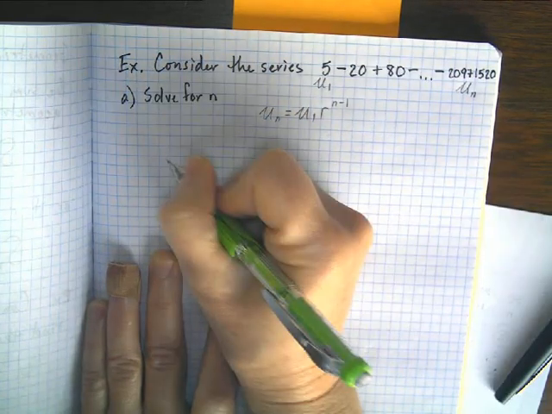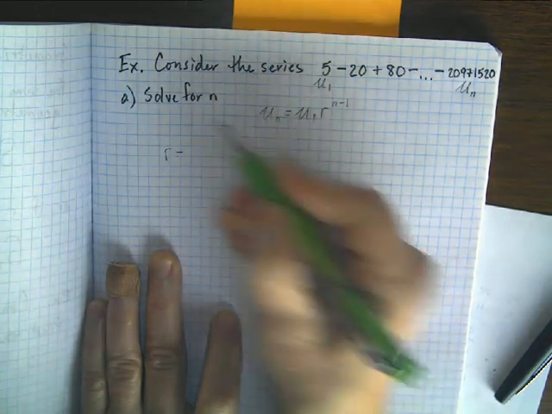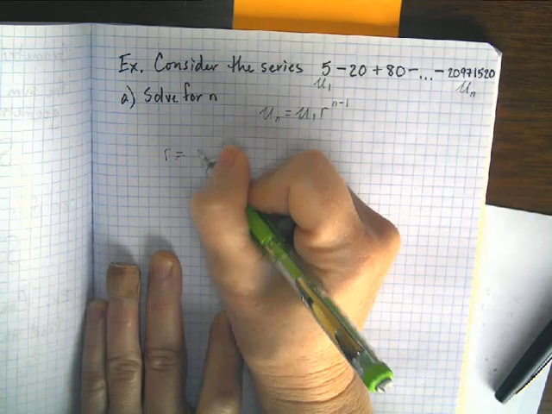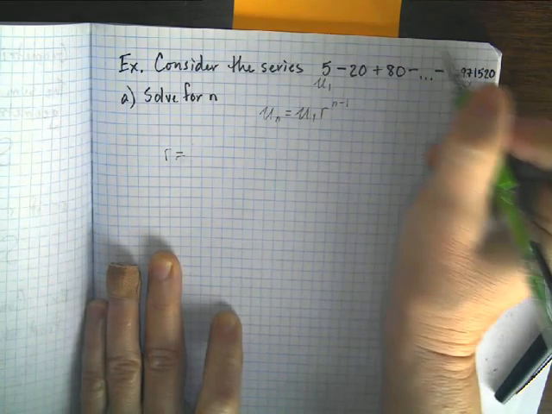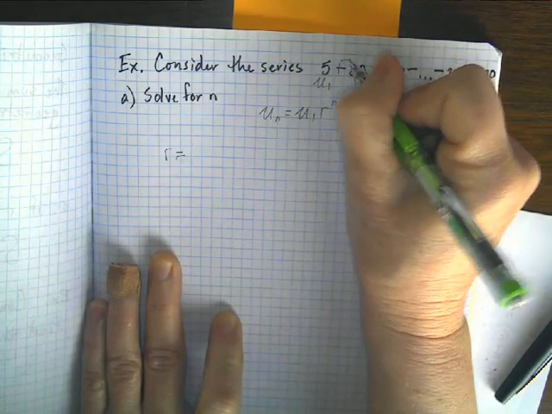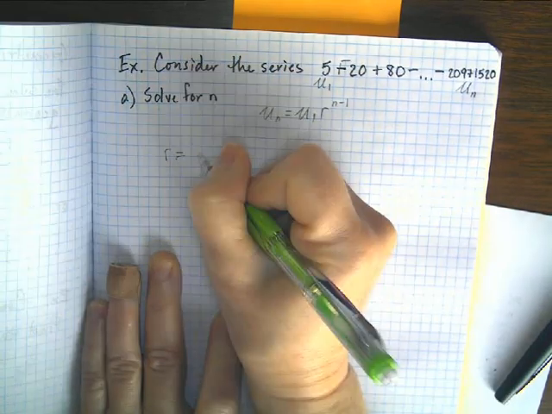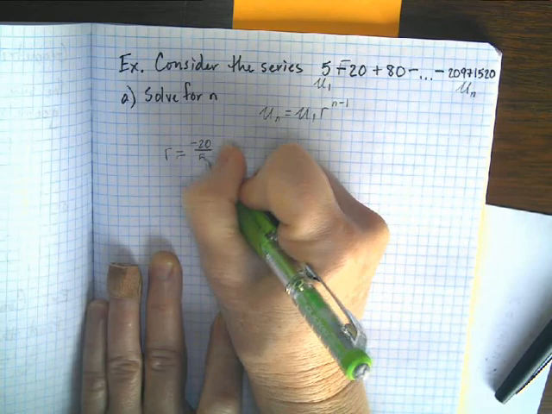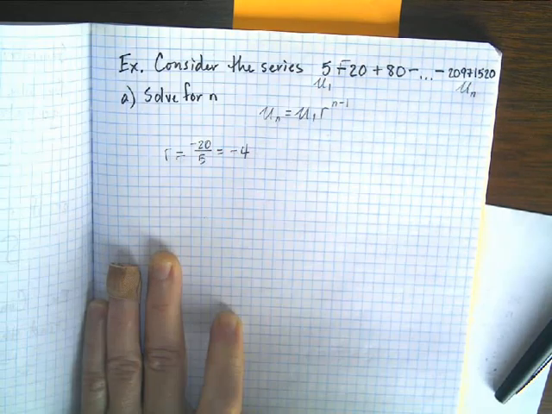All right, so r is equal to the second term divided by the first term. Notice a series is always addition. So if I rewrite this as addition, that would be negative 20. So the second term is negative 20 divided by 5, the first term, which gives me negative 4. So my r is equal to negative 4.